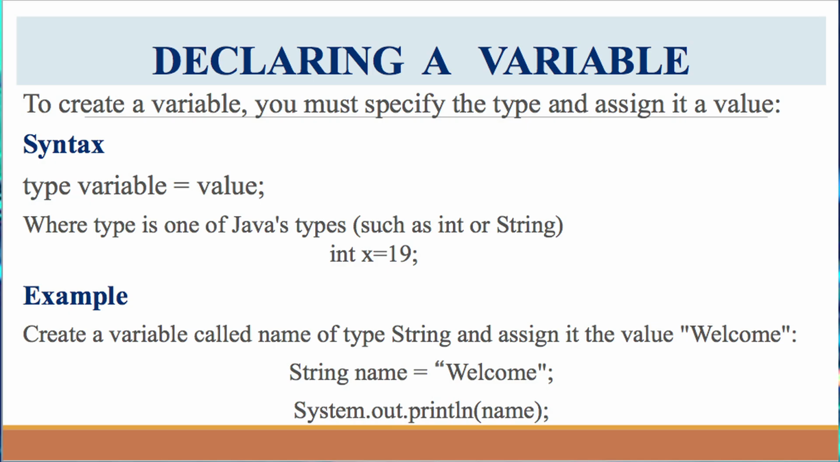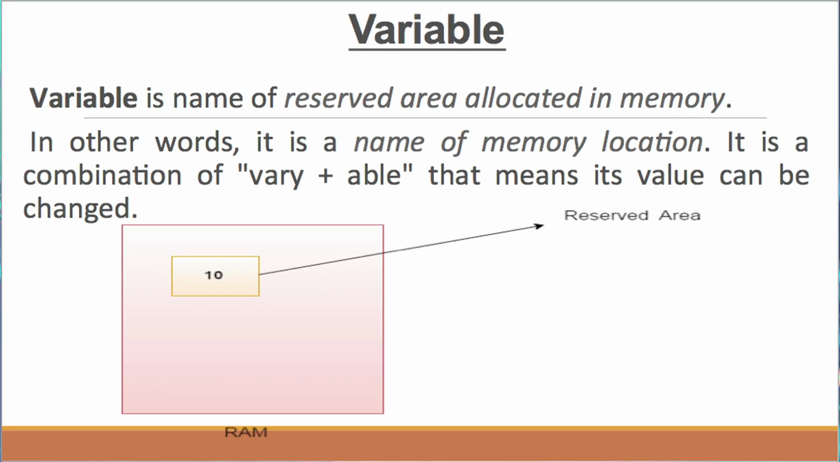So, how to create a variable called name of type String and assign its value as welcome. Here we are passing the welcome string to this name variable, and by System.out.println we are printing its value. Now see, this value 10 is assigned to the particular variable.